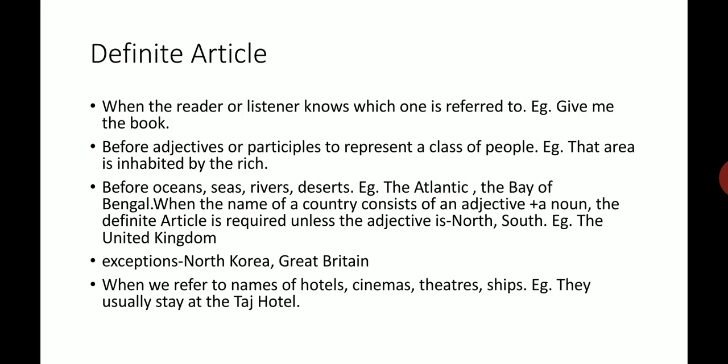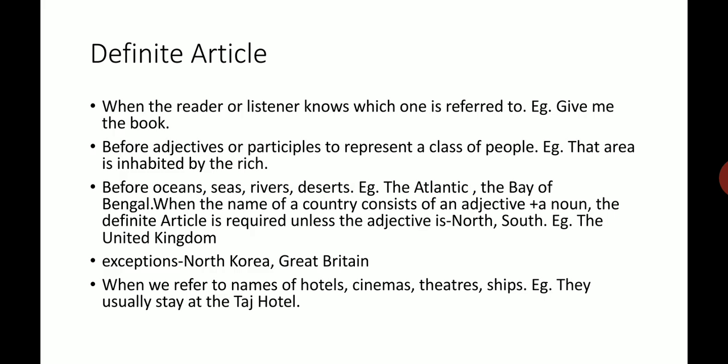For example, that area is inhabited by the rich. Next, before oceans, seas, rivers, deserts. For example, the Atlantic, the Bay of Bengal, the Ganga, the Thar, and so on. When the name of a country consists of an adjective plus a noun, the definite article is required unless the adjective is north, south, east, west. For example, the United Kingdom, the United States of America, the United Arab Emirates.